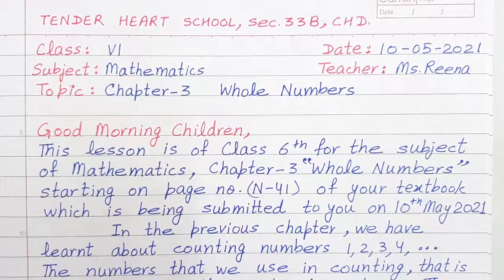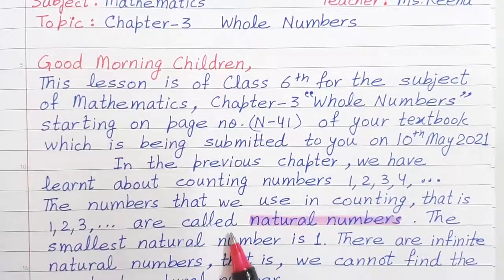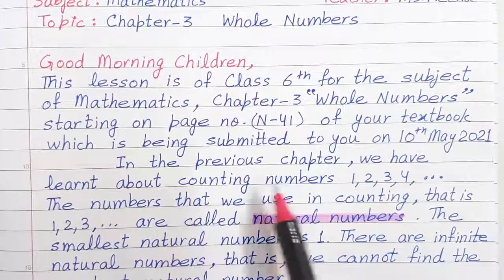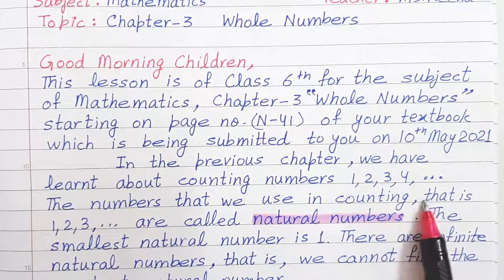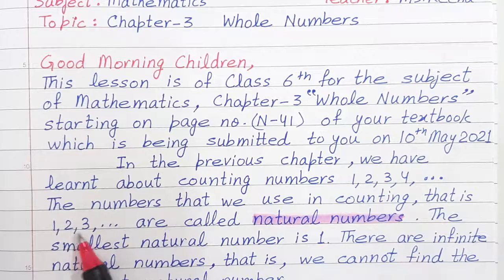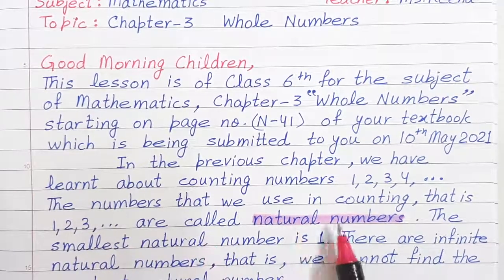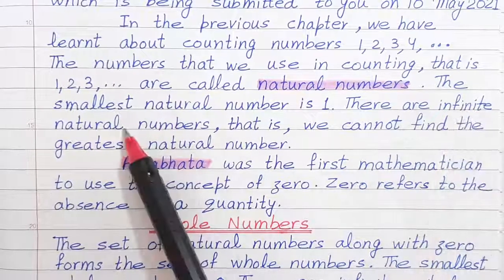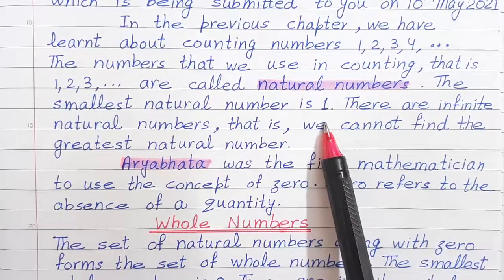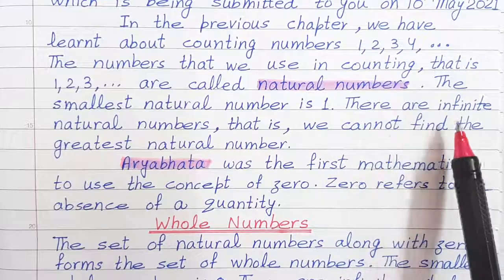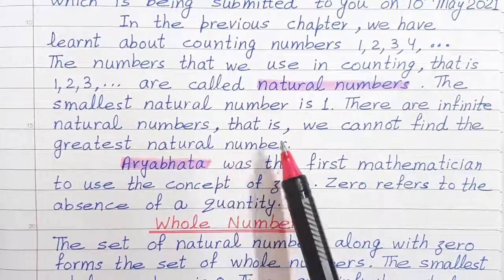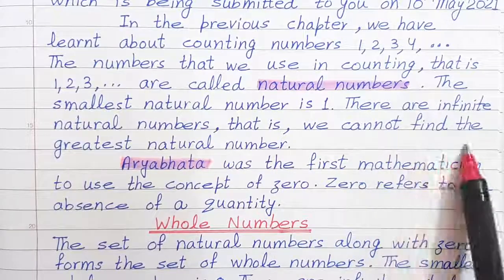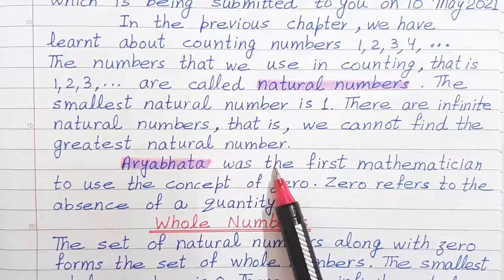Students, in the previous chapter, we have learned about counting numbers. That is 1, 2, 3, 4 and so on. The numbers that we use in counting are called natural numbers, right? The smallest natural number is 1. There are infinite natural numbers. That is, we cannot find the greatest natural number.